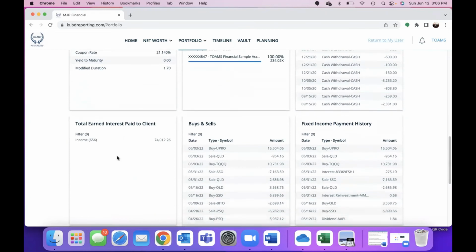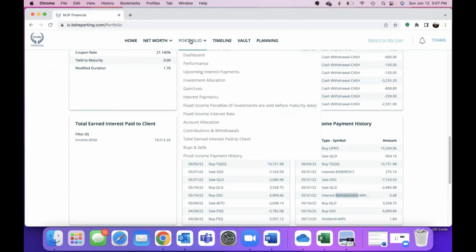And the last sections, total earned income paid to you. In this case, this person was paid 656 different times, total amount of $74,000. Buys and sales, when investments were bought, what investments were sold, and what amount was bought and sold. Then also fixed income payment history, when things were bought, when things were sold, and also when things were paid from an interest standpoint. And this is how we view our dashboard.